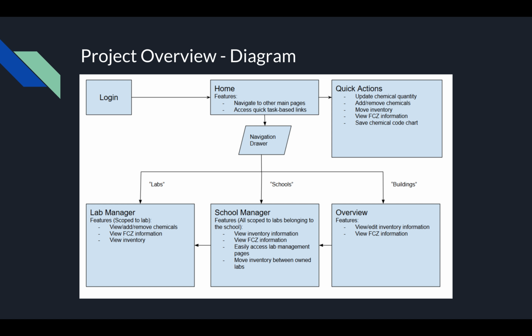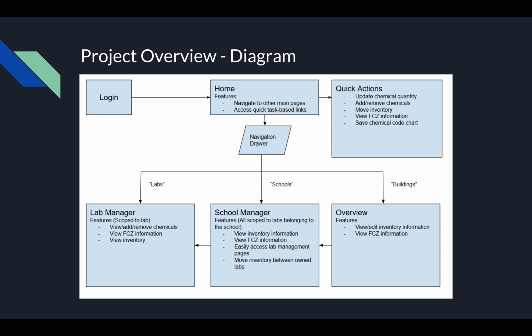Great, so for the information flow. First, the users will be authorized through ASU. Once you get to the home page, you'll be able to do a variety of things. You'll be able to access quick actions, which let you do things like update chemical quantities, check the inventories, and even save the chemical code to the chart. So there are going to be different ways that you can access information.